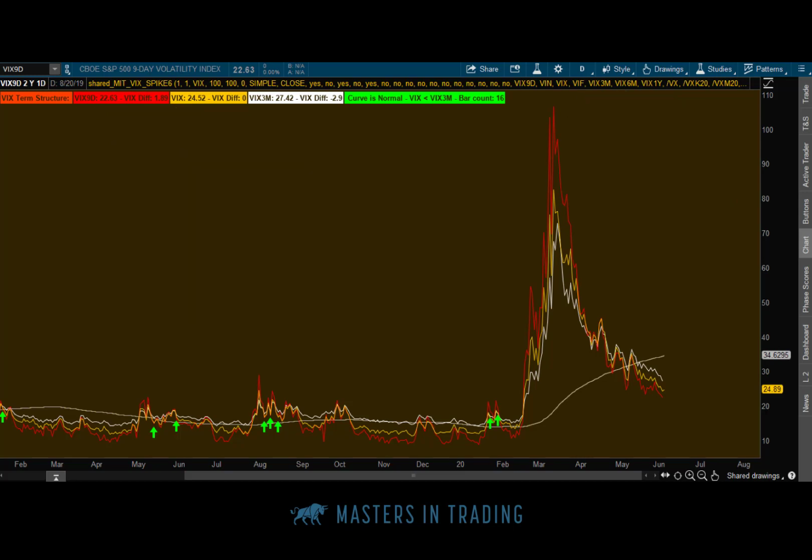Okay, so we got that out of the way. Remember, the red line is the short term: 9-day, 30-day, 90-day. Now, in a normal period, when things are good, when things are rosy, the 9-day VIX is going to be lower than the 30-day and lower than the 90-day. Because in normal times, we know that the next 9 days are probably going to look okay. The further we go out, the more uncertainty, the more risk.